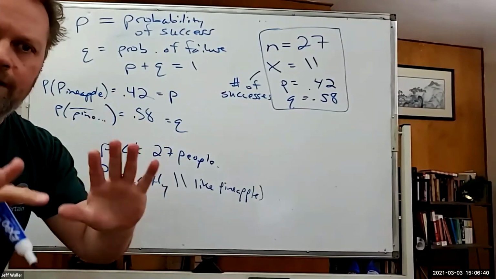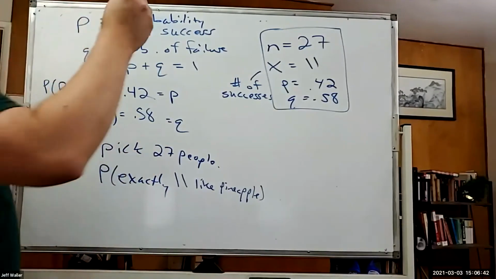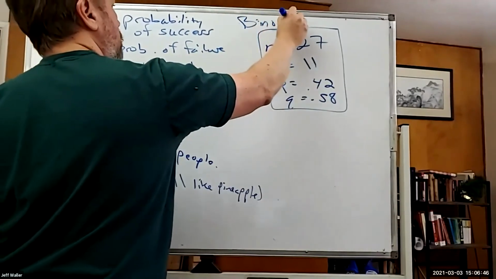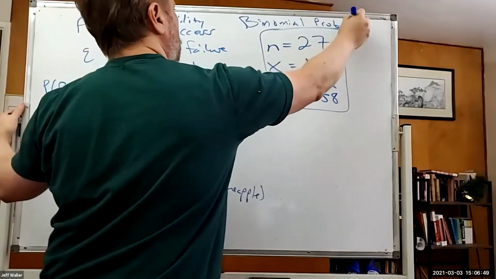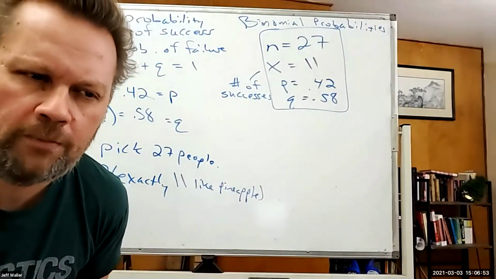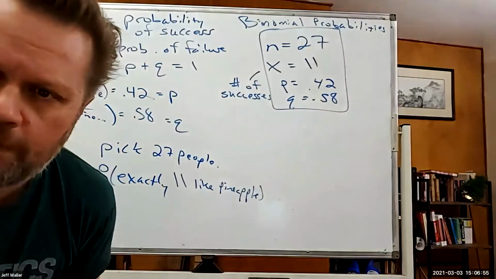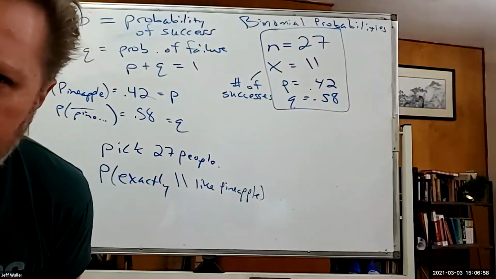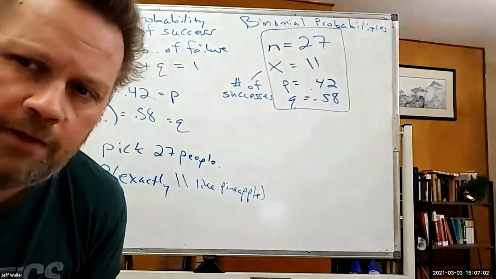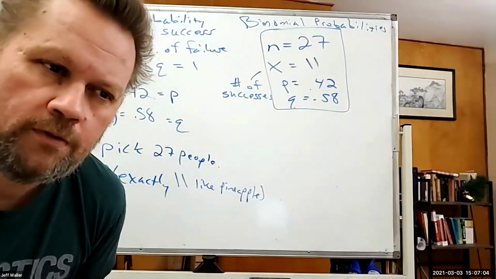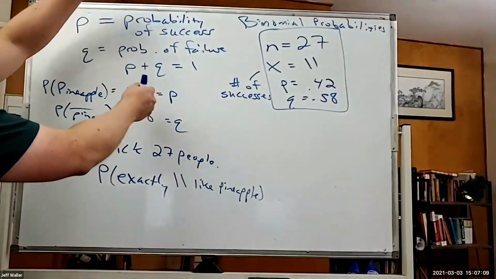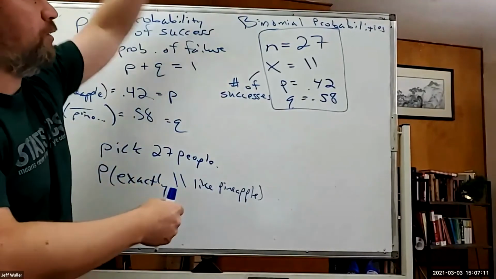I haven't even used that word yet, have I? These are called binomial probabilities. Why does that make sense? Does anyone remember what the word binomial means from algebra, versus a monomial and a trinomial? There's two of something, which is exactly what this is. We have a success and a failure. That's why they're called binomial probabilities.